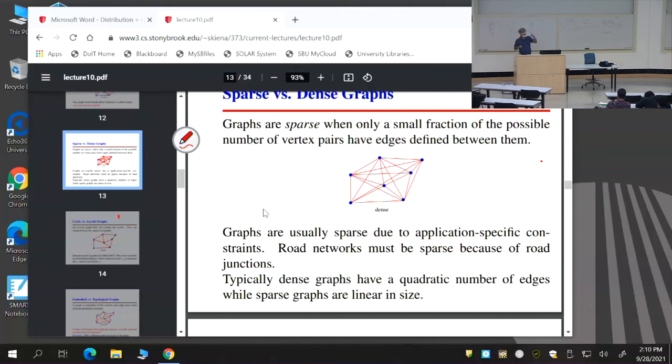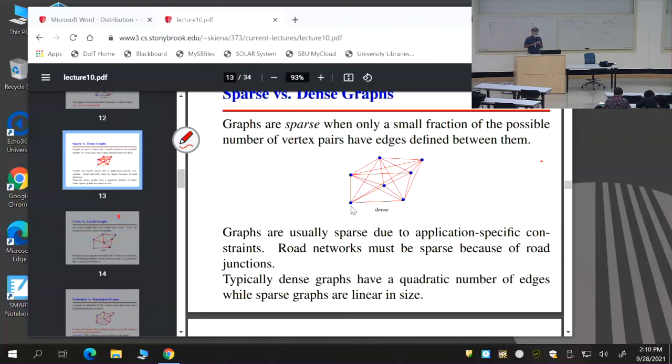It also depends whether you have self-loops or not. That might add another n. But a dense graph is going to be quadratic. Any question about that? A sparse graph is going to have a linear number of edges. And knowing whether or not your graph is dense or sparse is a critical thing in picking the right data structure for it.